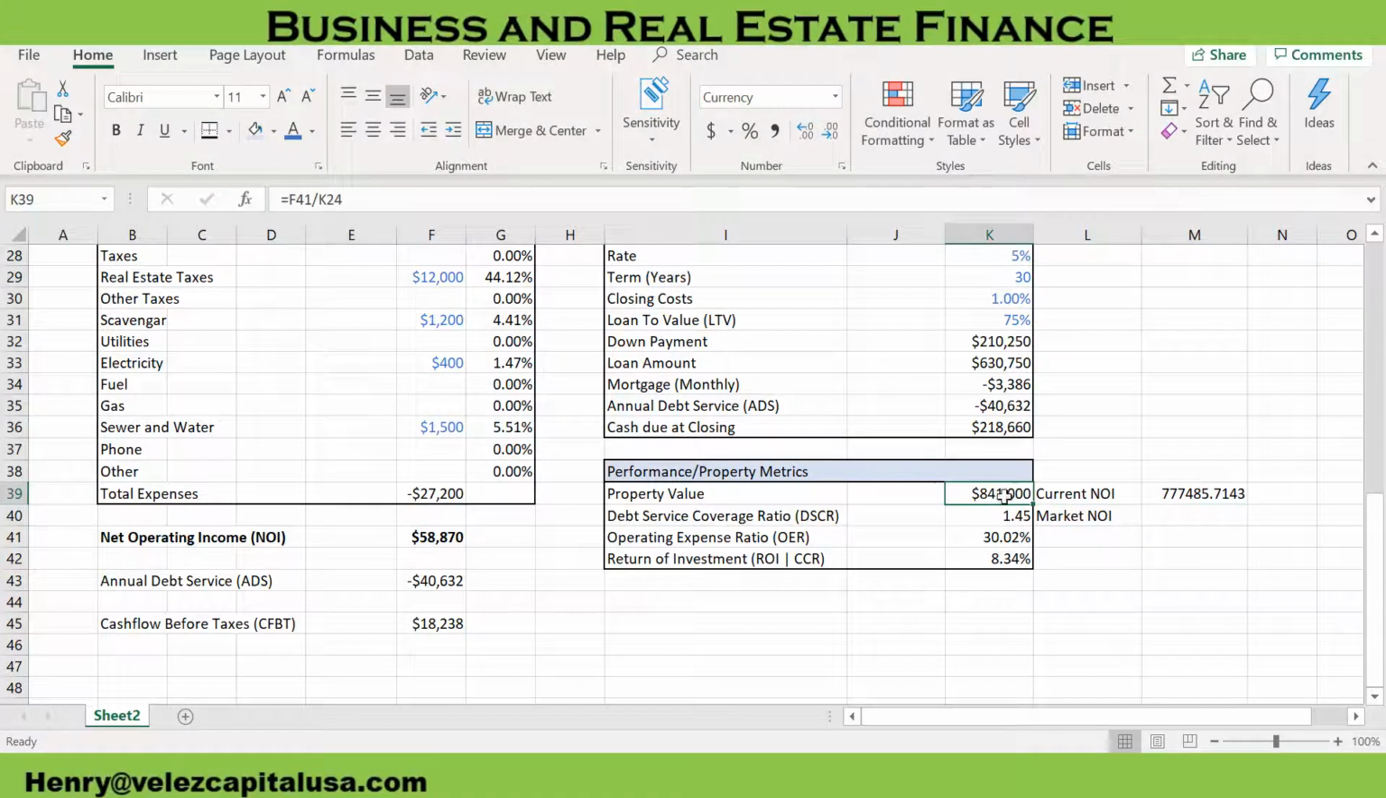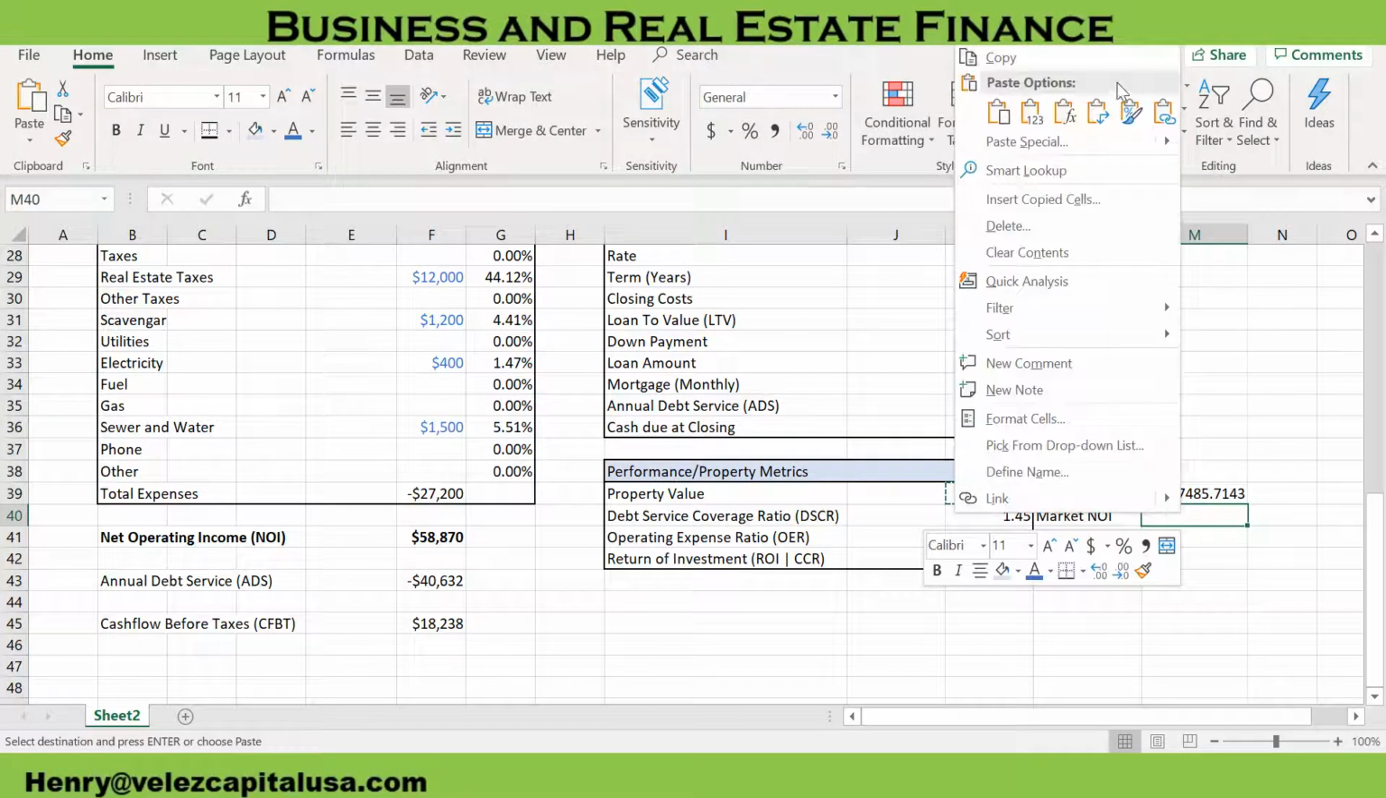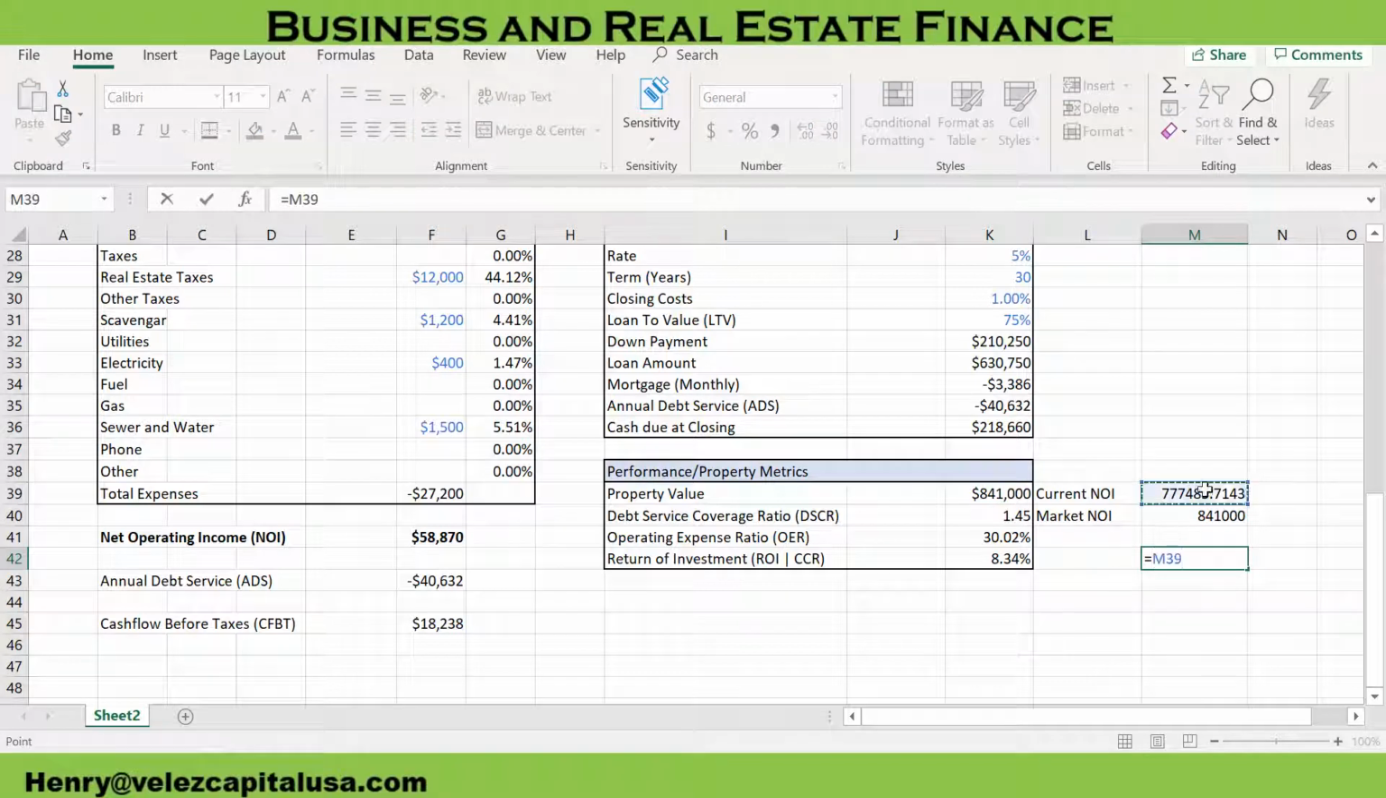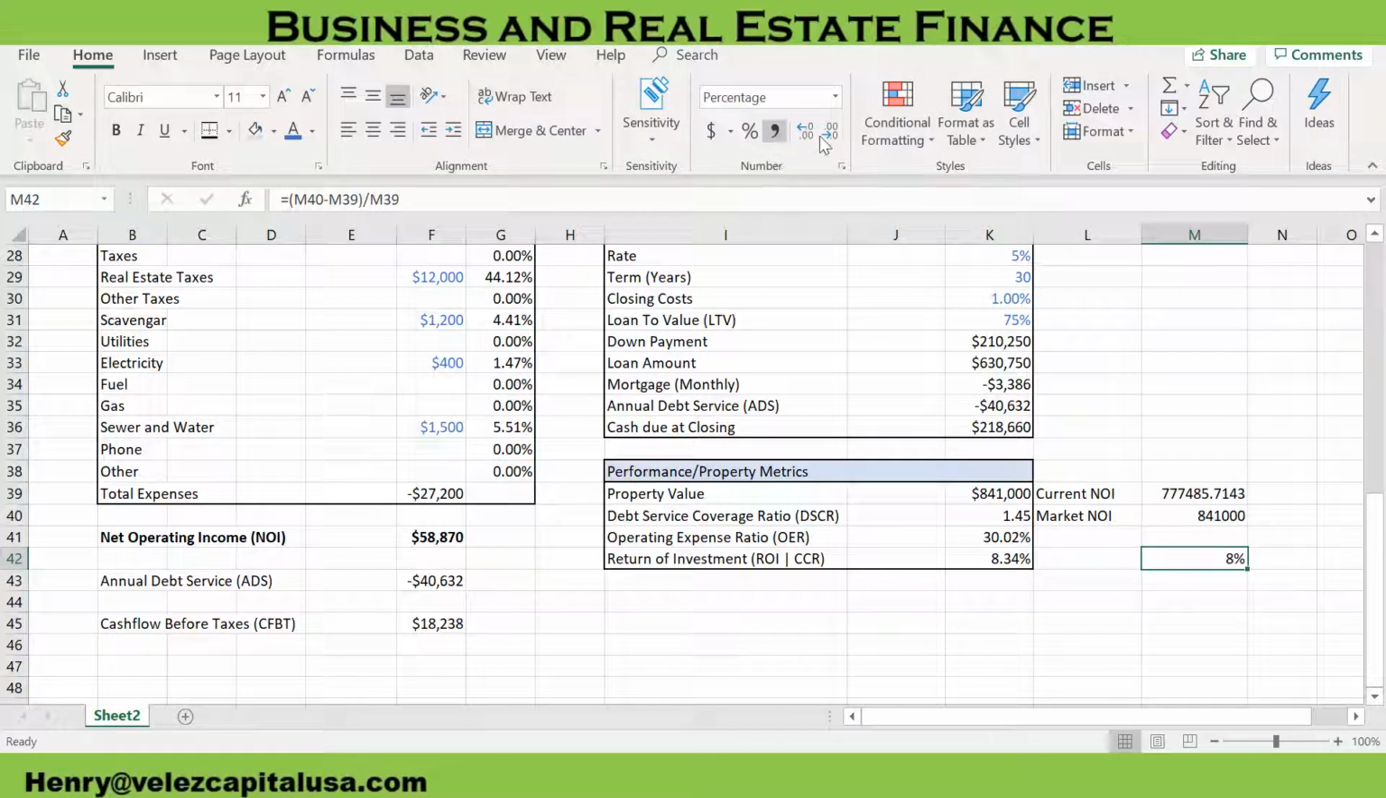And we can see that we just brought up the value to $841,000. So bringing it up to market rent just brought the value of the property up by 8%, just by changing the market rent. You just got a return.